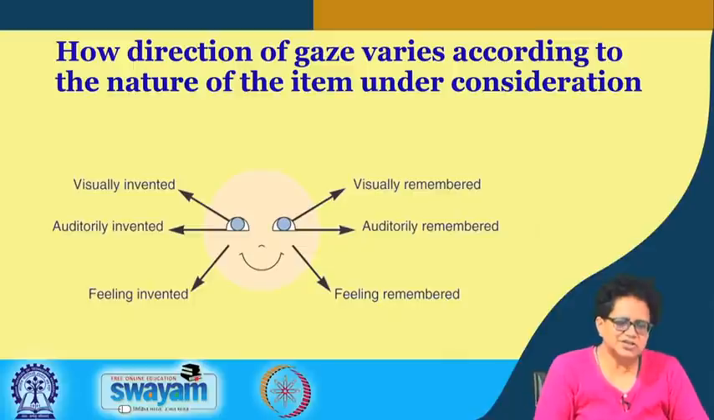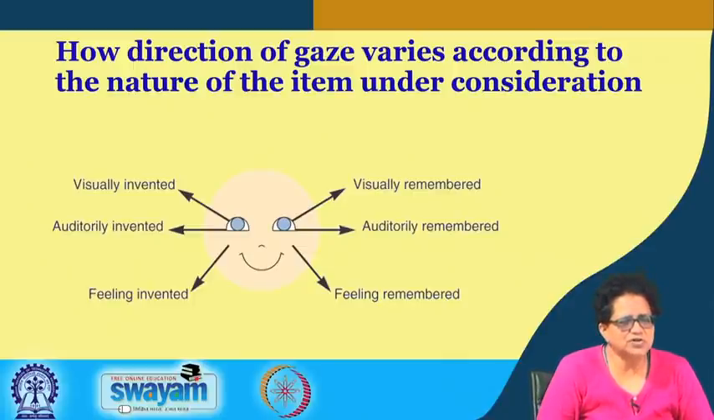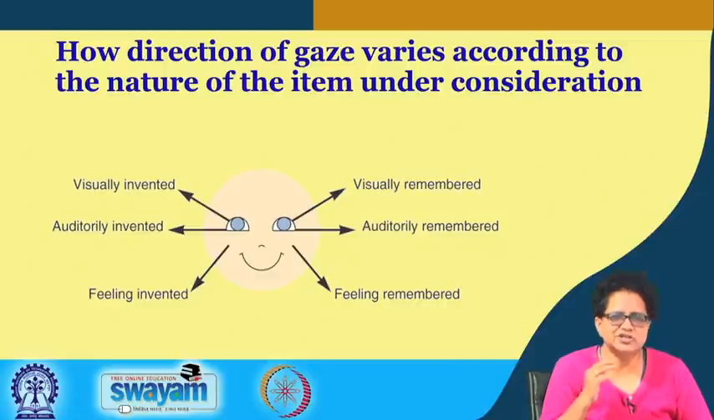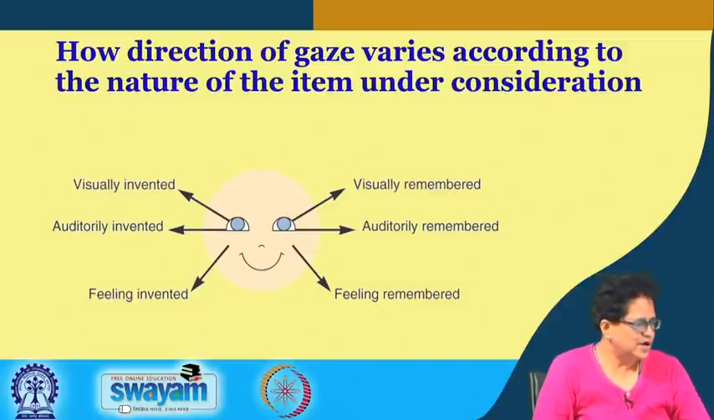So, we have this diagram here, and I want you to focus on the way in which this diagram is trying to tell you that the direction of your gaze or eye contact would vary according to the nature of the item under consideration. If possible, I will go slow and give you some examples of the kind of statements, questions and situations which can make our gaze move in this kind of ways.